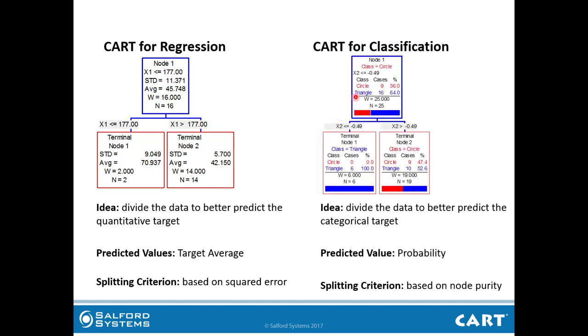Now for classification, again, the idea is to divide the data to better predict the categorical target. The predicted value is going to be a probability, and the splitting criteria is now going to be based on node purity, and we talked about this in the last video. So this is just kind of a side-by-side.